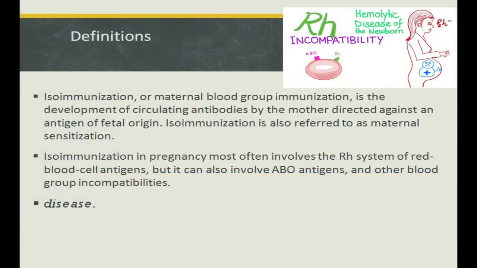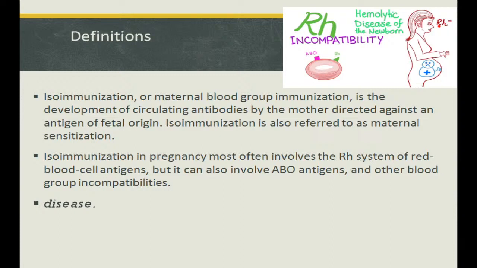So first of all, about definitions. What does blood incompatibility mean? It is also known as isoimmunization or maternal blood group immunization. It is the development of circulating antibodies by the mother directed against the antigen of fetal origin. Isoimmunization is also referred to as maternal sensitization.